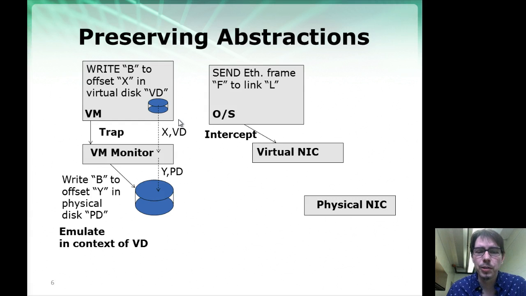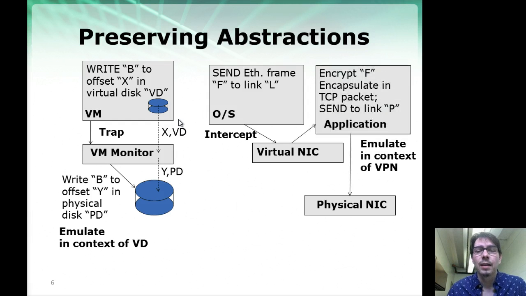So that's going to go to a virtual network interface that will be intercepted. We'll see how this works in the context of IPOP later, but this could essentially be an application running in the same computer that's able to read from this virtual network interface and find this message, F. And it can do all sorts of things with this message. It can encrypt it, it can encapsulate it in another packet, for example, TCP or UDP, and send it over a different link. So now, from a logical link L, we move to a physical link P, and the message goes out over the physical network interface, let's say, to another computer across the internet.